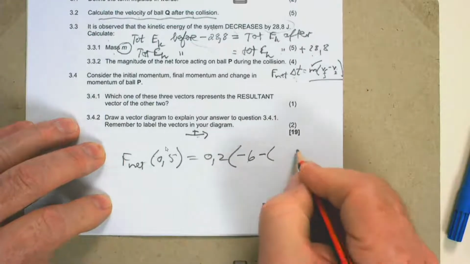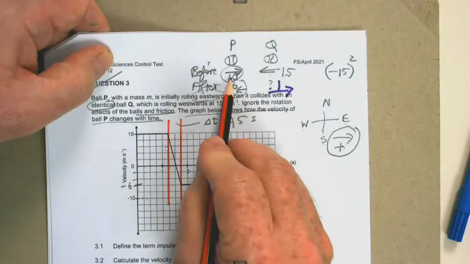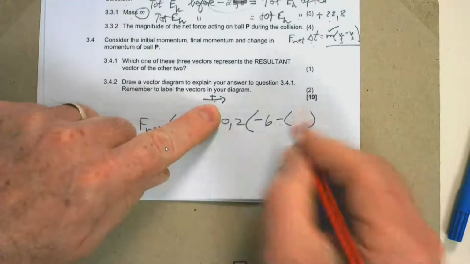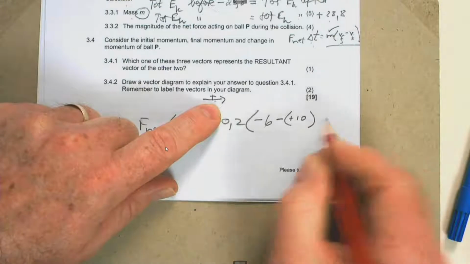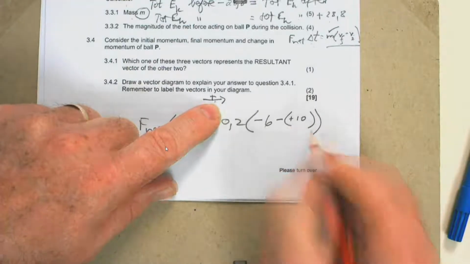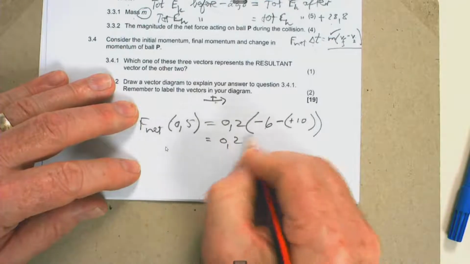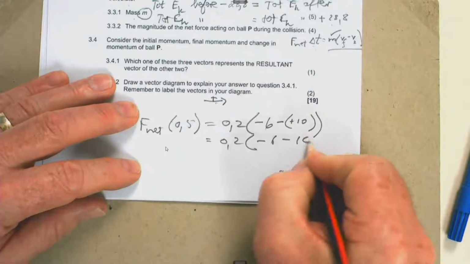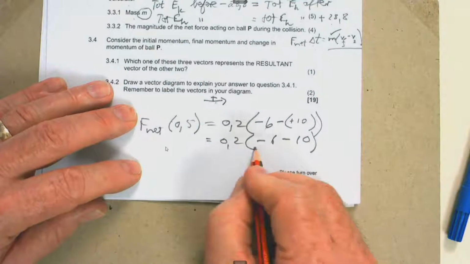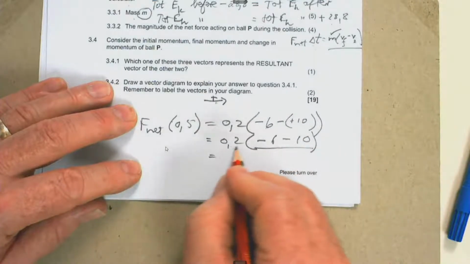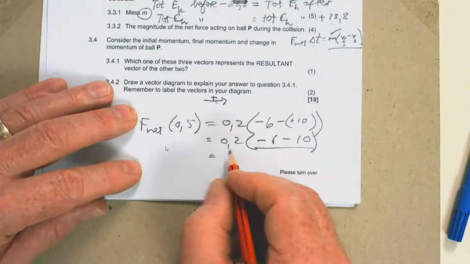Now I must put in the velocity before the collision, and the velocity before the collision is 10 east. Based on this choice, it must be a positive 10 here. I keep on focusing on these signs, but that is the thing you make errors with. So it's 0.2 times minus 6 minus 10, and this is minus 16 multiplied by 0.2 divided by 0.5.